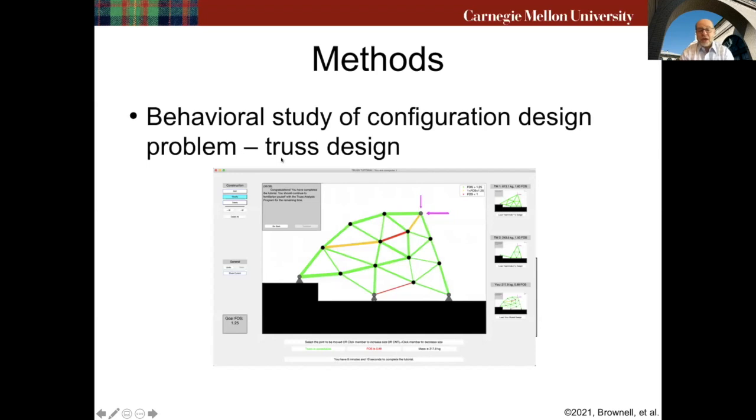To do this, we had a behavioral study where individuals solved a configuration design problem. In particular, it was a truss design problem. We had an interface they could work with to design trusses for different situations with loads and support points, where they could add truss members, remove them, change their sizes, add nodes, and move them around. Although most of us as mechanical engineers know how to design trusses, it's a very hard problem. And what you see on the right are 3 different snapshots.